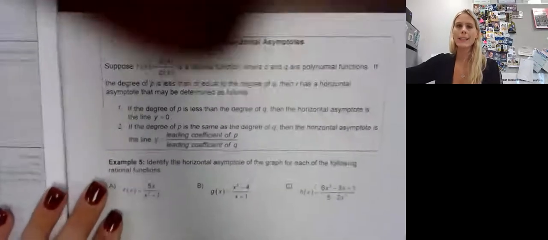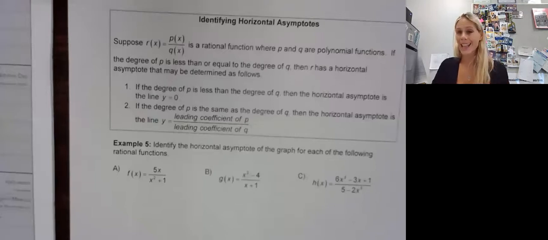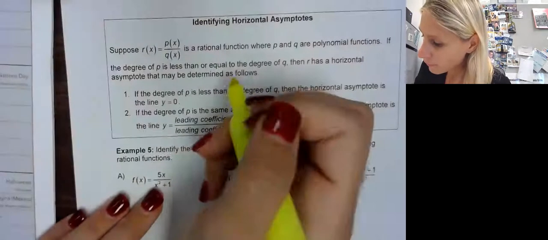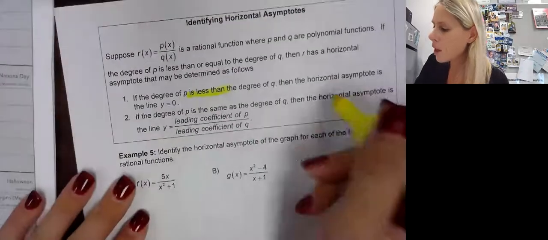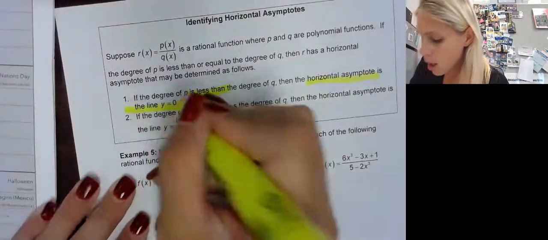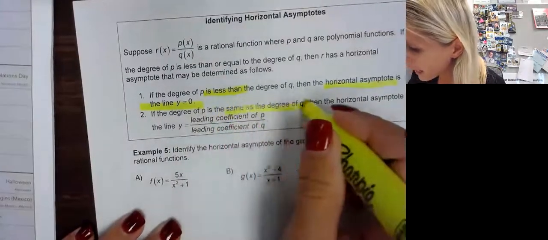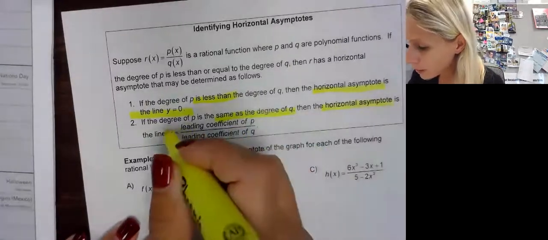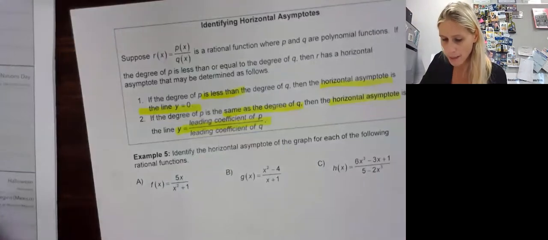Okay, so how do we identify horizontal asymptotes? Remember there's two. When the degree of the numerator is less than the denominator, or when they are the same. When the degree of the numerator is less than the degree of the denominator, then the horizontal asymptote will always be y equals 0. When the degrees are the same, the horizontal asymptote will be the ratio of the leading coefficients, okay? So keep that in mind as we do these examples.